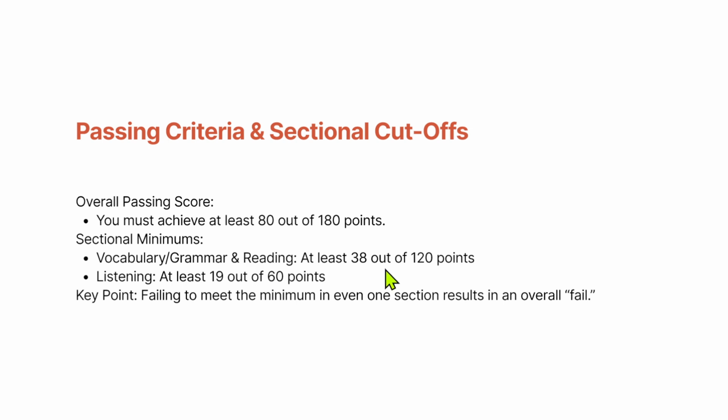So I'll make it simpler. Imagine if you score 70 in vocabulary and 20 in listening, it becomes 90. Got it? 90 is a pass. So you pass the examination.